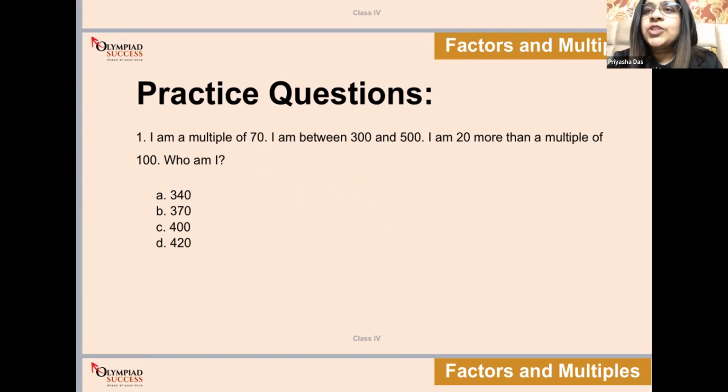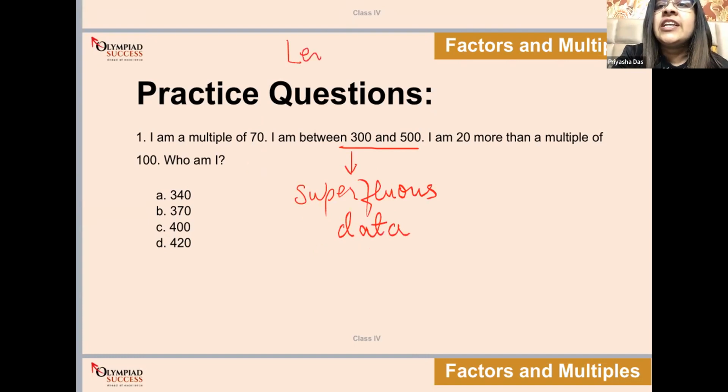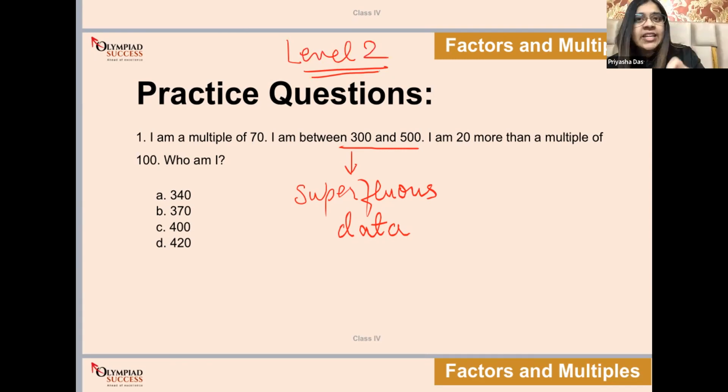Look here, all the options are falling between 300 to 500. So this is called superfluous data. You can write it down if you have a notebook around you. This is called superfluous data, specially seen in level 2 questions of IMO. I have designed the paper. I know they ask us to do this. They deliberately ask the people who make the questions to add some extra data. What is superfluous data? It is extra information.